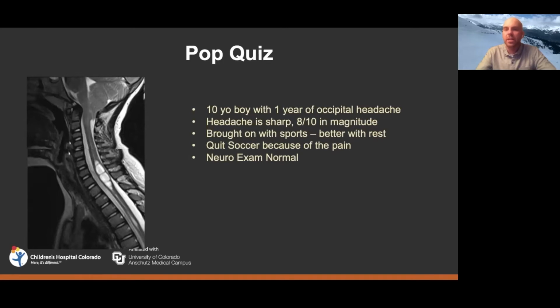So now you've got a kid who's got classic symptoms, right? He's got a year of occipital headaches. They're really sharp, they're intense. They come along when he does sports, and then as soon as he stops, they get better. And from recognizing this pattern, he actually quit his soccer team because he just had so much pain whenever he played, but he doesn't have any neurological deficits.